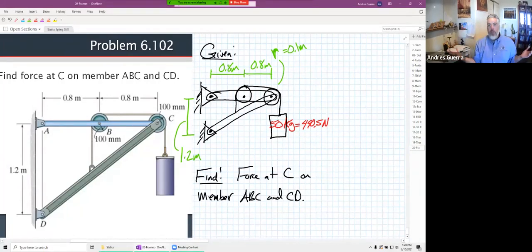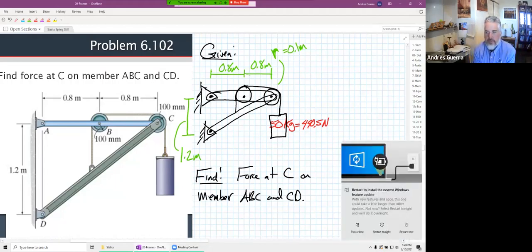Again, in this problem we'll look at how we deal with those pulleys. I need to restart my computer. And then we only have 2 rigid objects, 2 members, and we'll identify those members and look at drawing all of our FBDs.